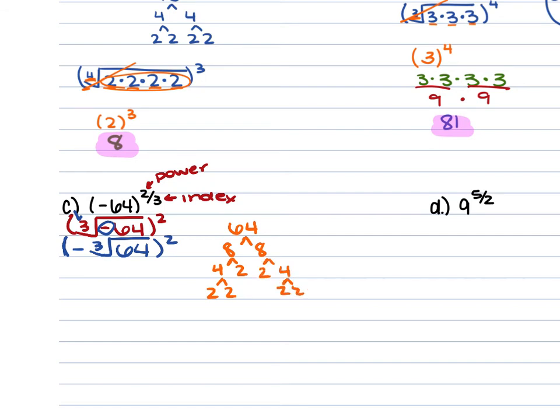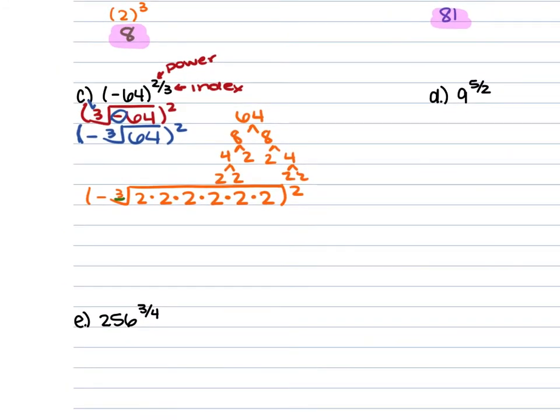So this is giving us the negative cube root of 2 times 2 times 2 times 2 times 2 times 2. And we're going to take this and square it once we get our answer. So our index is 3, which means we need 3 of the same number in order to pull one of them out. I have 1, 2, 3 2's, so these pair up. I'm going to pull one of those 2's out.